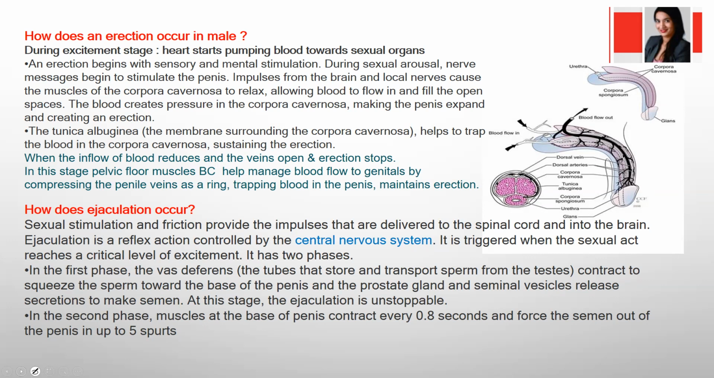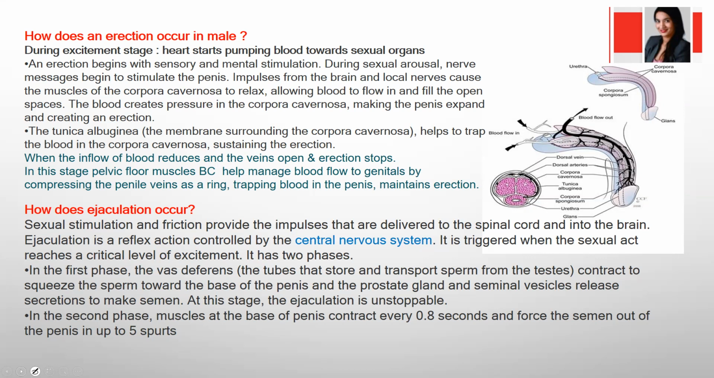When the inflow of the blood reduces, the veins open and the erection stops. Till the time the flow is high towards the erectile tissue, the compression will be maintained and the veins will be compressed. But after that, when the blood flow is reduced, the pressure over the veins will reduce, and automatically the blood will start draining out from the penile structure and the erection will go.